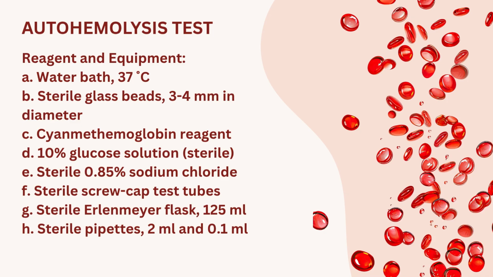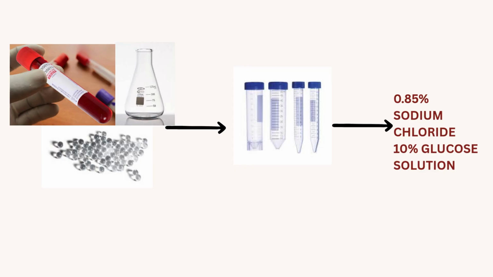So we will be using sterile glass beads, 3 to 4 millimeters in diameter, water bath, cyan methemoglobin reagent, 10% glucose solution. Again, it should be sterile. Sterile 0.85% sodium chloride, sterile screw cap test tubes, sterile Erlenmeyer flask, sterile pipettes. So again, as I've mentioned, the entire test procedure must be run under sterile conditions.